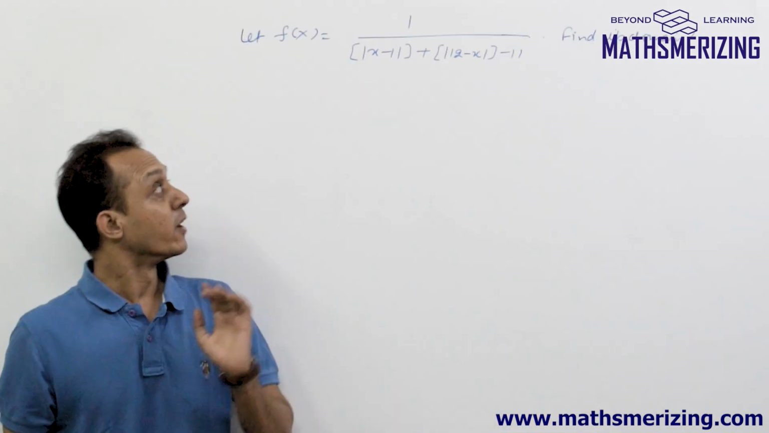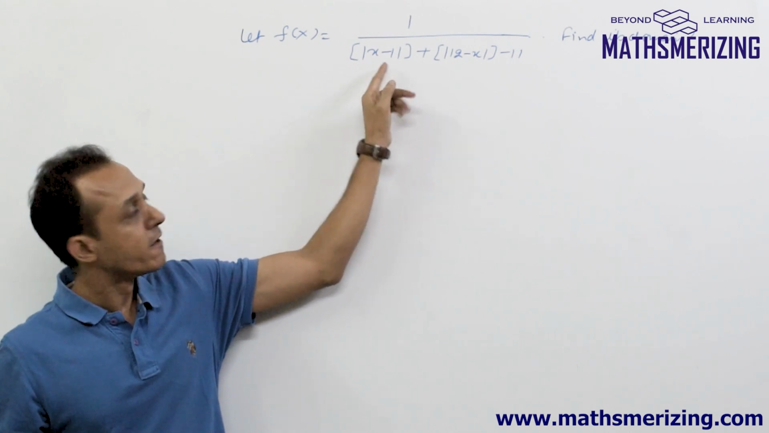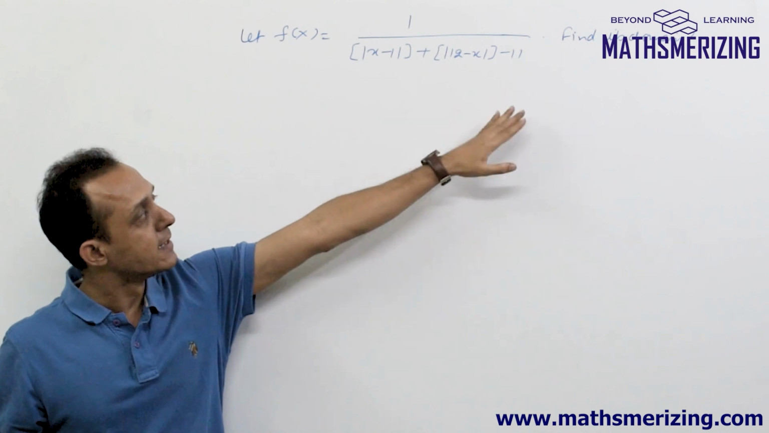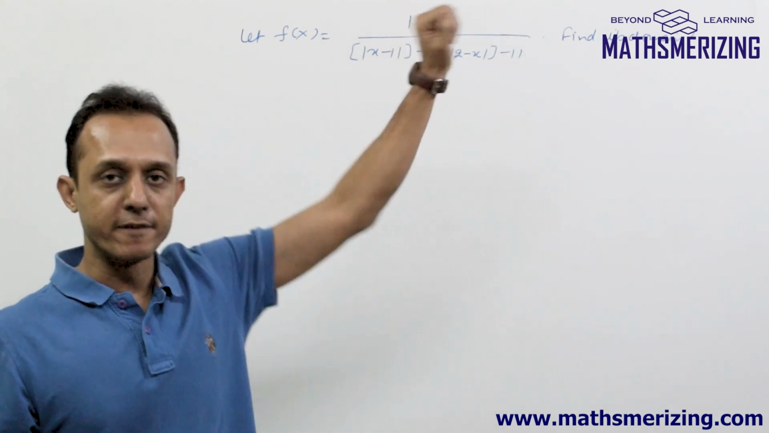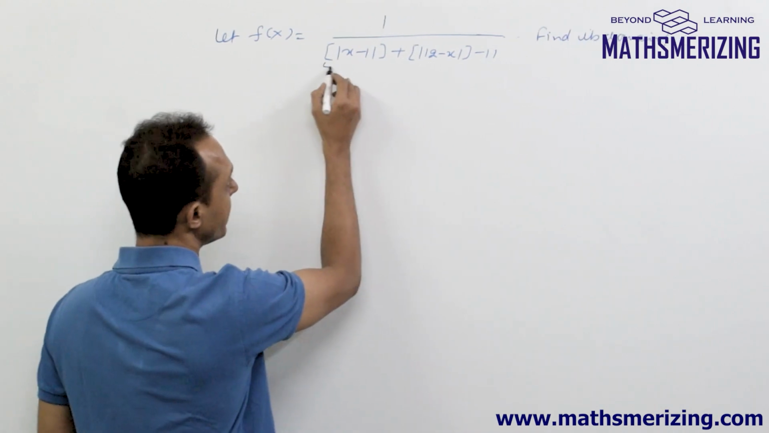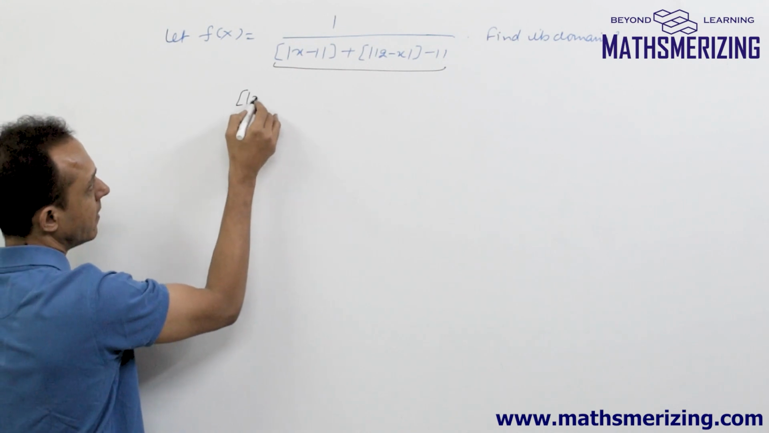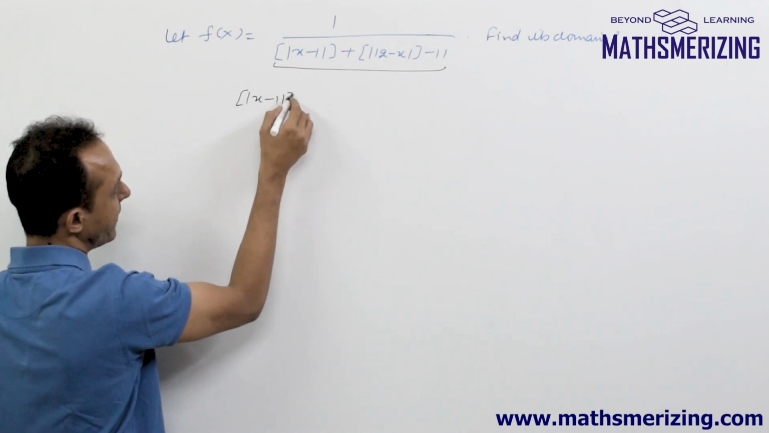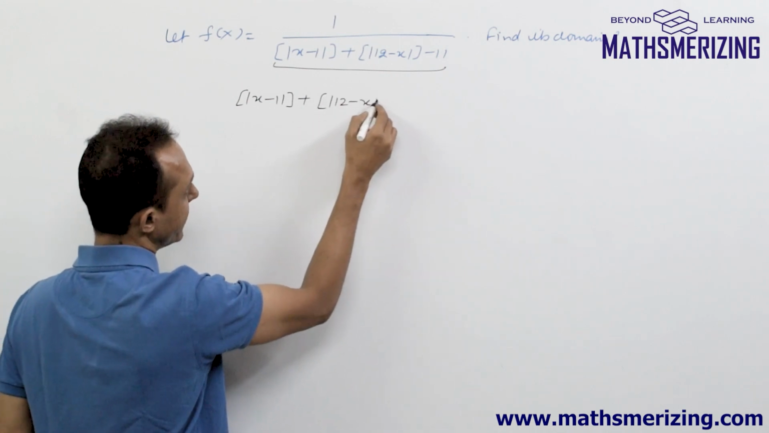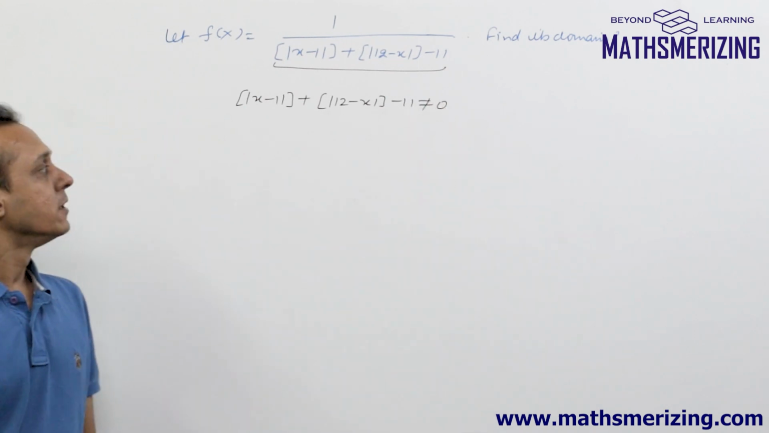So now the question is: the function f(x) is given as 1 upon the greatest integer function of mod of x minus 1 plus the greatest integer function of mod of 12 minus x minus 11, and I need to find the domain of this function. So the only restriction that I see in this question is that the denominator should not be 0. So I need to solve this equation, which is the greatest integer function of mod of x minus 1 plus the greatest integer function of mod of 12 minus x minus 11, and it should not be equal to 0.